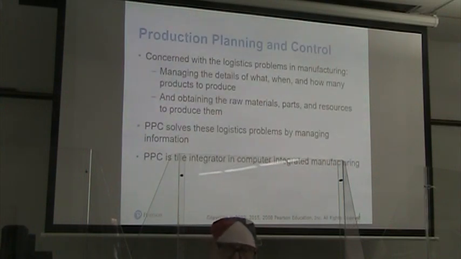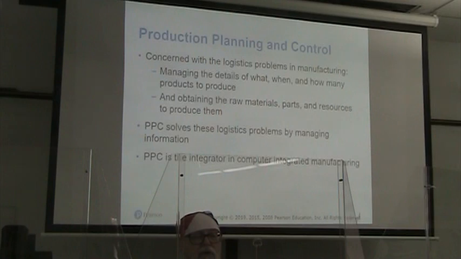All right, so production planning and control, we're concerned with the logistic problems in manufacturing, managing the details of what, when, and how many products to produce, obtaining the raw materials, parts, and resources to produce them. Production planning control solves these logistics problems by managing the information. Production planning control is the integrator in computer integrated manufacturing.